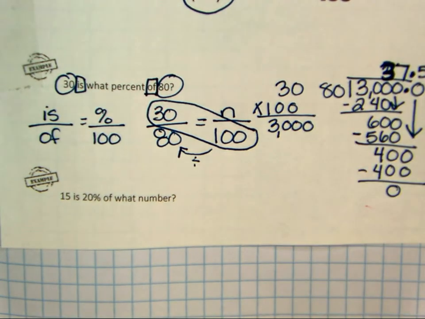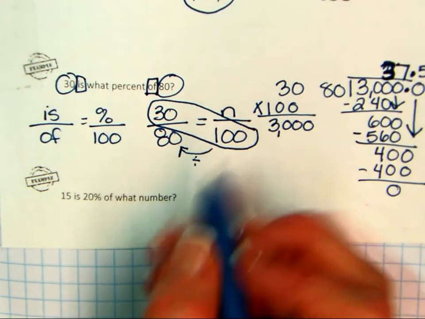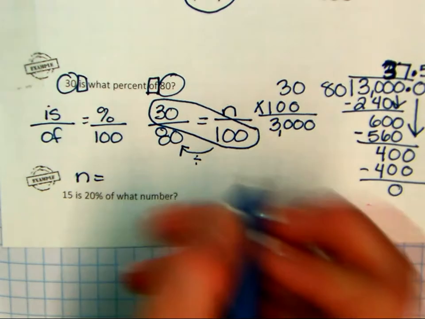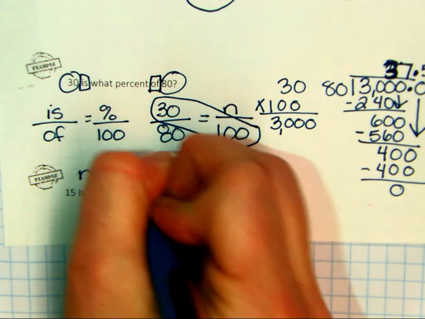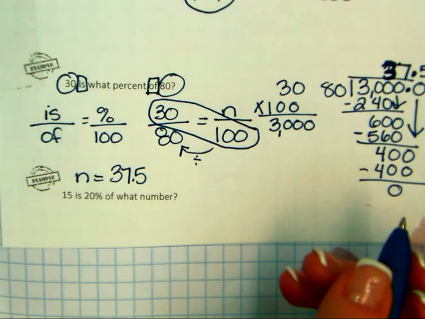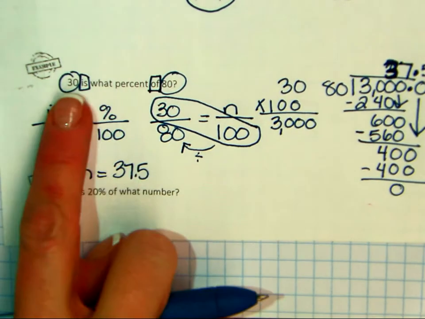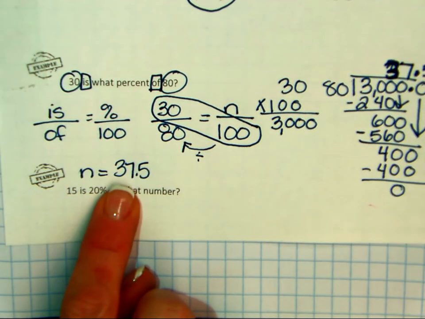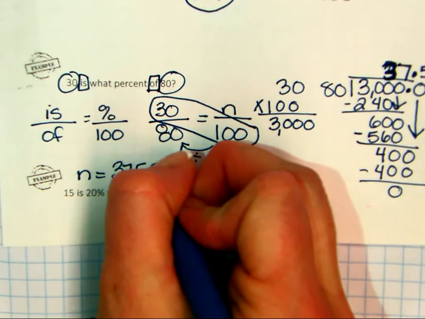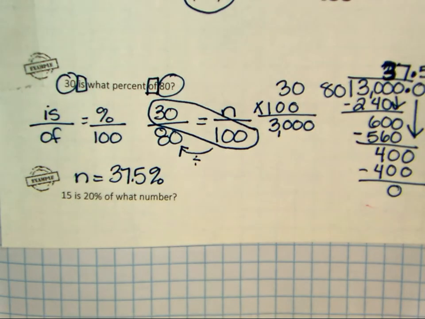Subtract. So I know that this n equals 37.5. Or I know that 30 is 37.5% of 80.